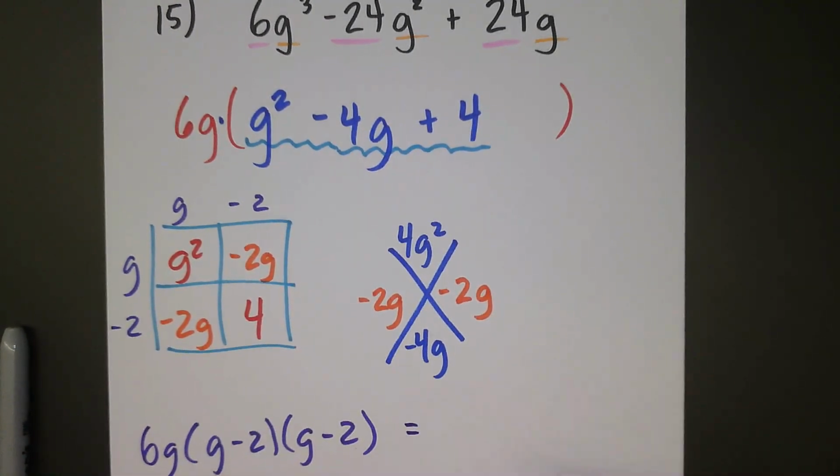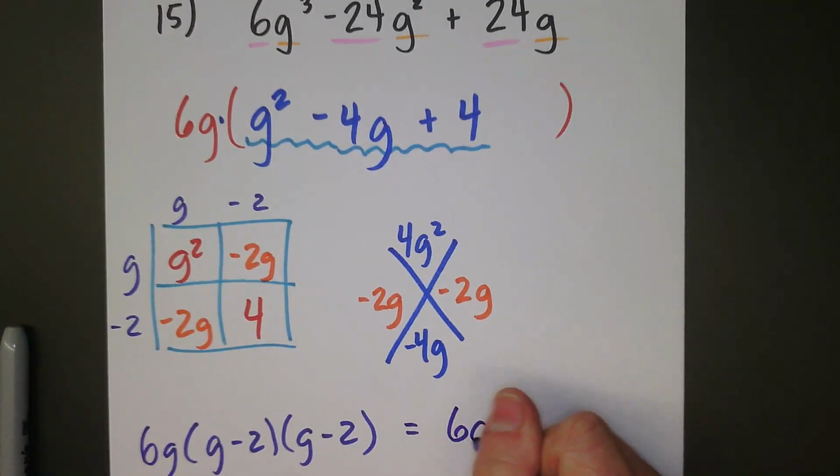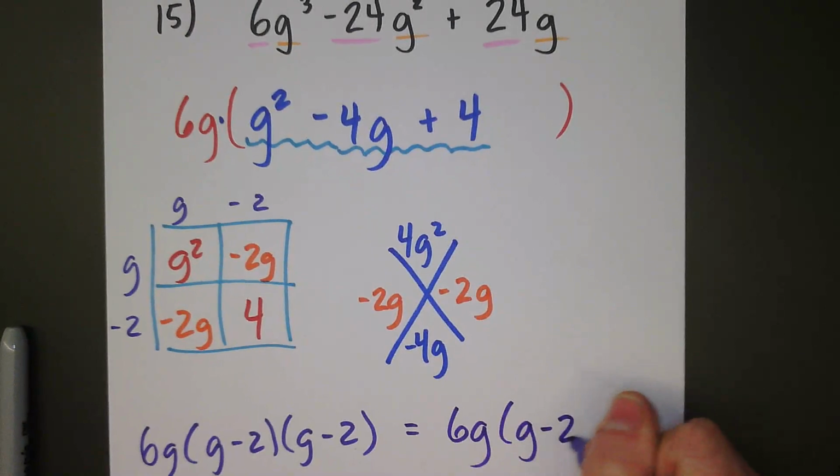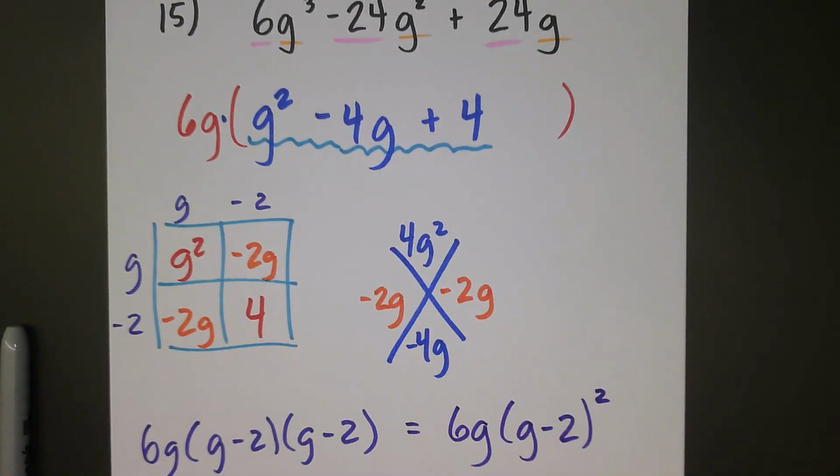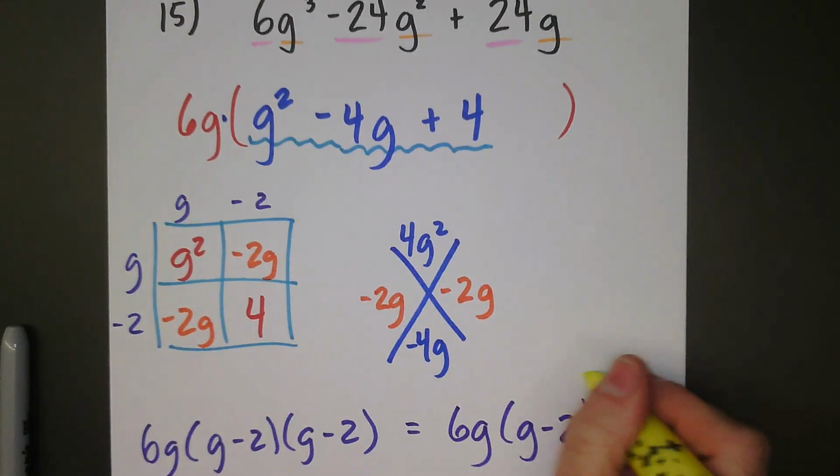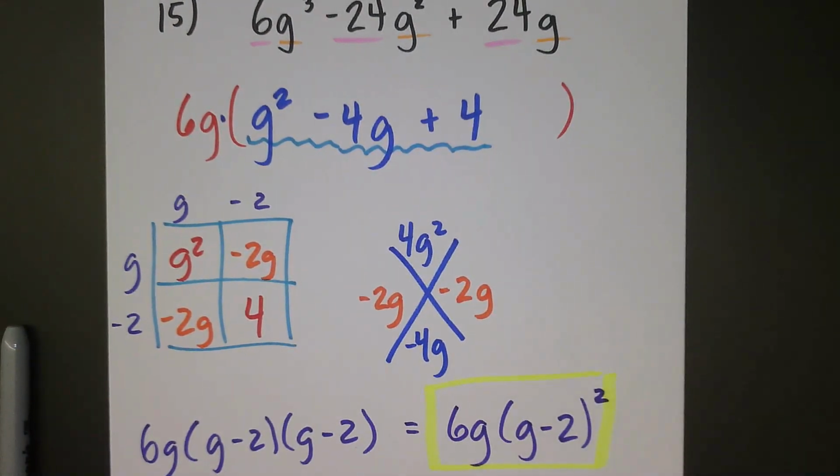And then the only thing I would say here is that this will actually probably get simplified since it's the same thing and look like this. We'll do quantity squared. Since we're multiplying G minus 2 times G minus 2, it's the same thing. And the standard is to actually square a single binomial.